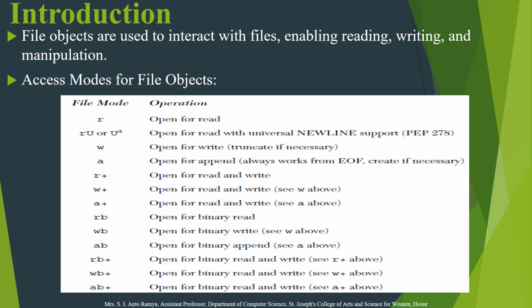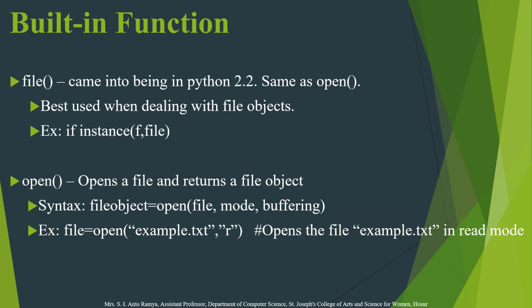And we have a few access modes for file objects that you can see in the image that is given. R is for read, W is for write, A is for append. R plus is for read and write, W plus is for read and write, A plus is for read and write. RB stands for read binary, WB stands for write binary, AB stands for append binary. RB plus is the same, read write binary, WB plus is read write binary, again AB plus is also read write binary.